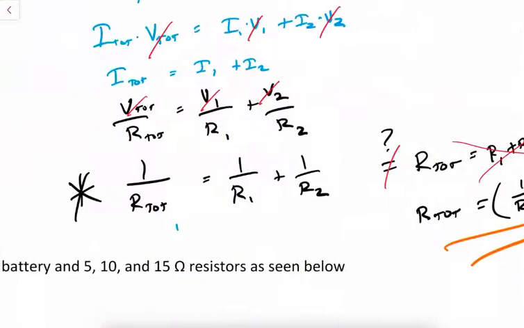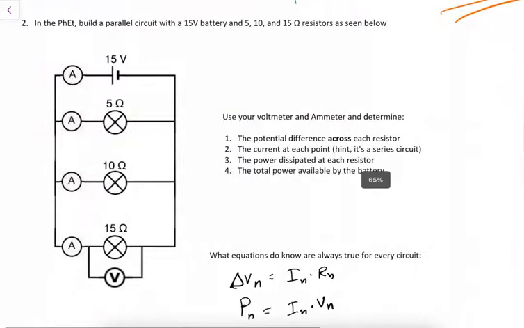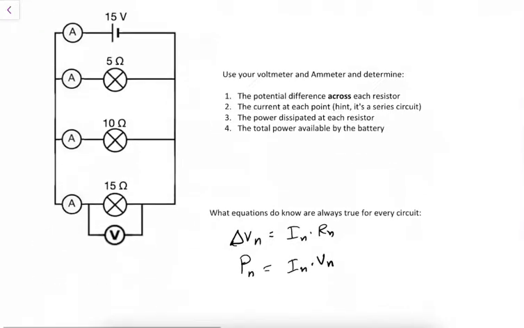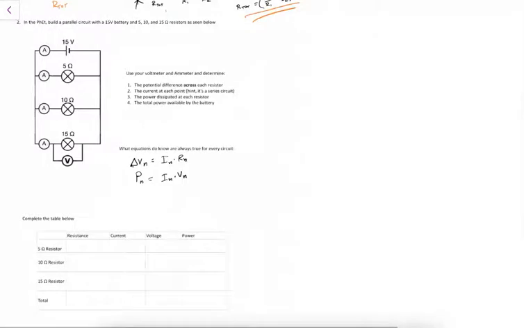Now, let's get some practice using the sim. I want to create a circuit with a 15-volt battery and a 5, 10, and 15 ohm resistor. I want to use my voltmeter and my ammeter to see the potential difference across each resistor, to see the current at each point, specifically across each branch or each resistor, and then calculate the power dissipated at each resistor, and calculate the total power available from the battery. This is just for us to make sense of resistors in parallel. Once we do that, we're going to make a table. So go ahead and make this circuit and make this table.